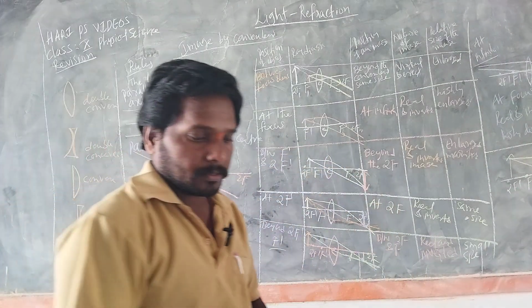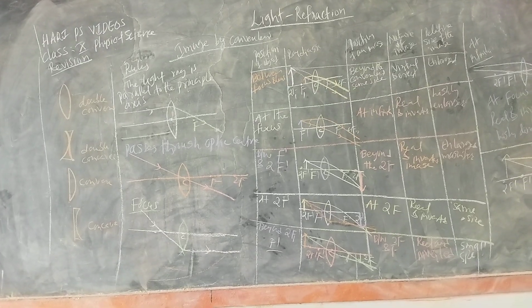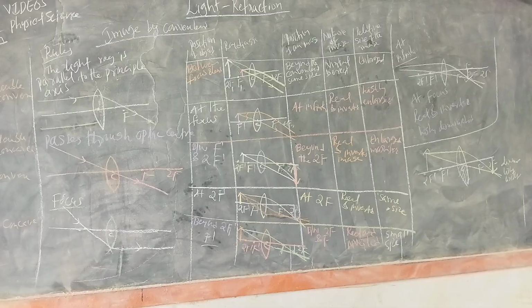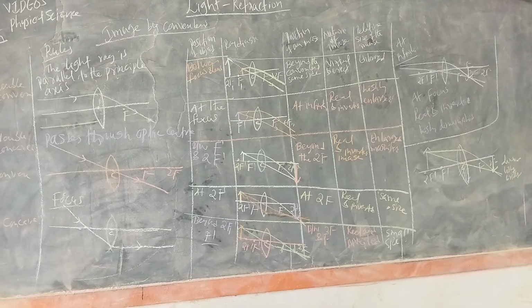Then let us discuss some other question answers. Sorry, the image was not visible to you. Okay, let us see. If the lower part of the lens is blackened, what will happen? Image will be formed. Thank you.